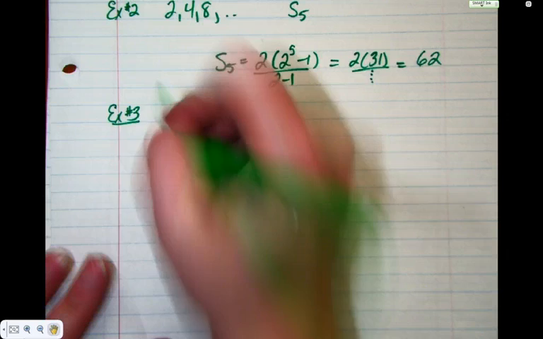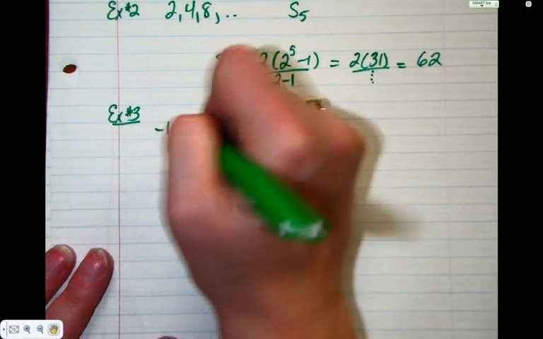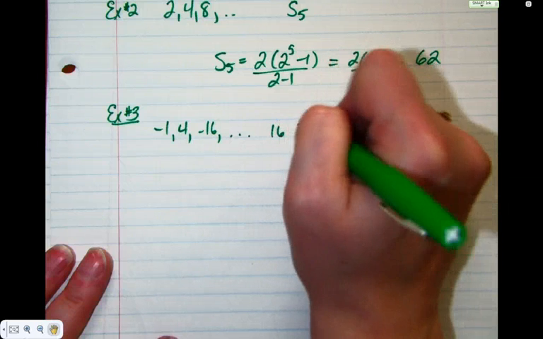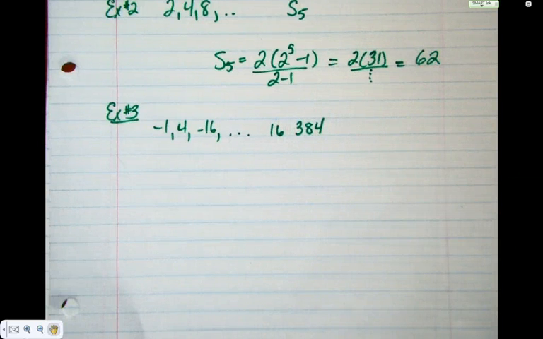Find the sum of the following. So we have -1, 4, -16, all the way up to 16,384. We did the exact same question with arithmetic, so the numbers were obviously smaller. Can we find the sum right away? No. What are we missing? So what do we not know?